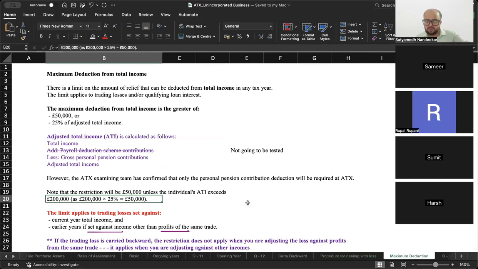We have done a question on this also. Maximum deduction from total income is the greater of 50,000 pounds or 25% of adjusted total income. This limit only applies to total income. It doesn't apply to trading profits.